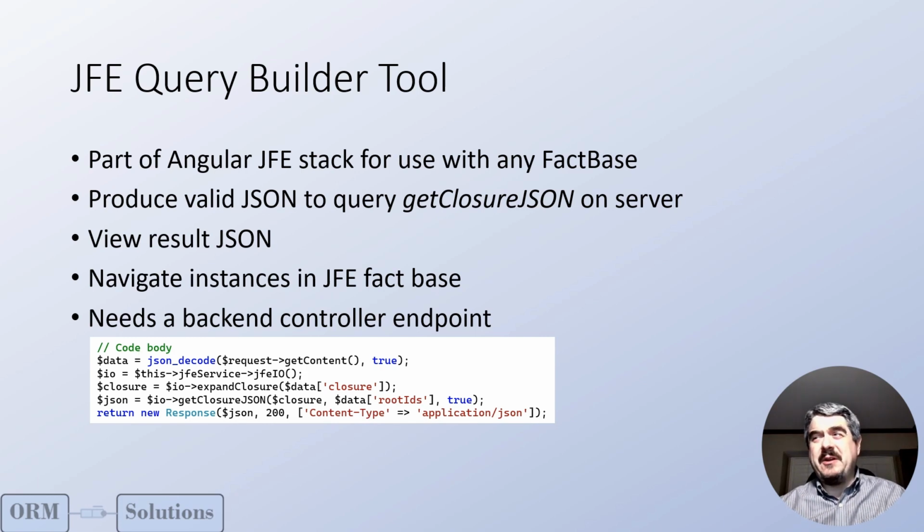Whether you want this wide open on your application or not, outside of a debug environment, is completely up to you. This lets anybody get any data, but this is the body of the request. So we get the content, get the JFE IO, which is the generated code. Expand closure essentially binds what you asked for to what's available, and then the get closure JSON actually does the query. The true says return in string form, which goes straight into a response object. So that's all the back-end code I need to support this, but you do need something on the back end actually to interface with the system.